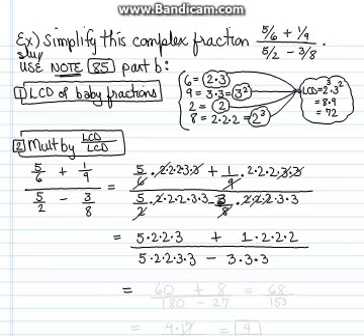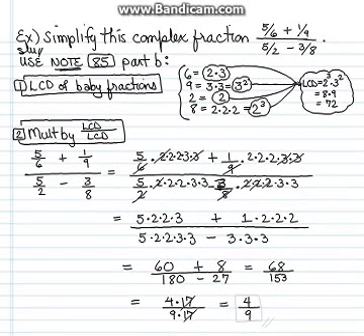And then multiplying each of those terms, we get 60 plus 8 over 180 minus 27, which reduces to 68 over 153. And there's a common factor in those two numbers. It's 17. So we factor a 17 out of the top and bottom and cancel. Our final answer is 4/9.